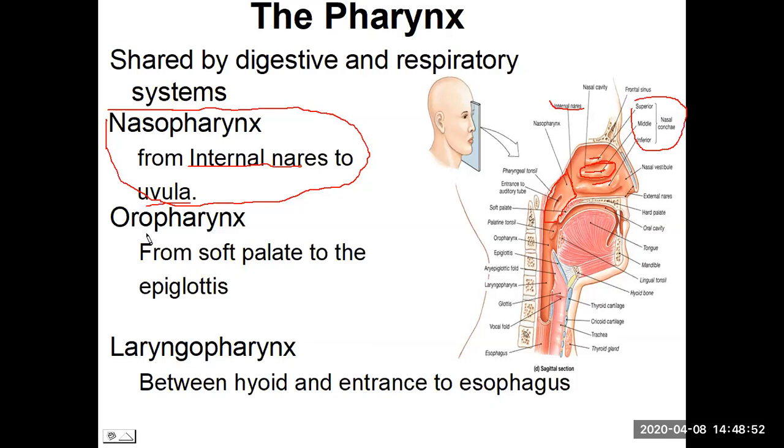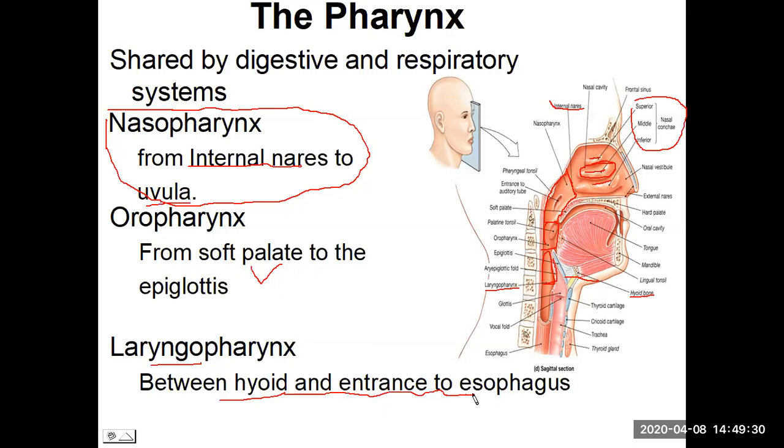Oro is in mouth, oral cavity, extending from this same area, the tip of the soft palate, and down to the epiglottis. So posterior to the mouth, this second portion, the oropharynx. And now the inferior region, this is now a junction between the larynx and the esophagus. And we can see that boundary of the hyoid bone as this area now for the laryngopharynx.